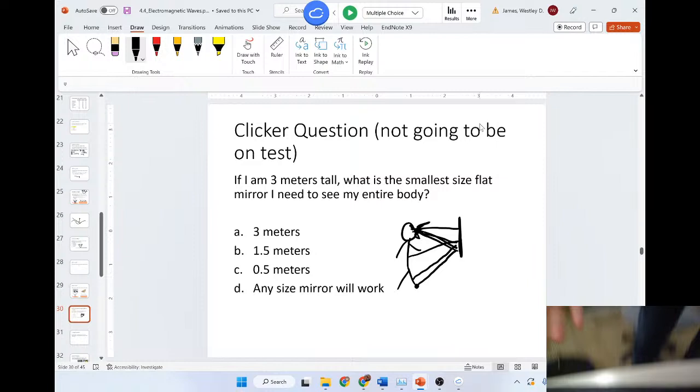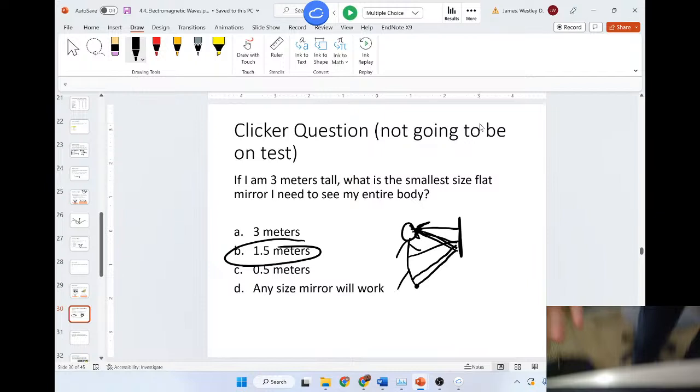Even distance doesn't matter. I picked an arbitrary distance. This rule will apply no matter how big or small the mirror is. You need a mirror half the size of your body to be able to see your entire body based on the law of reflection. Again, go test it for yourself.